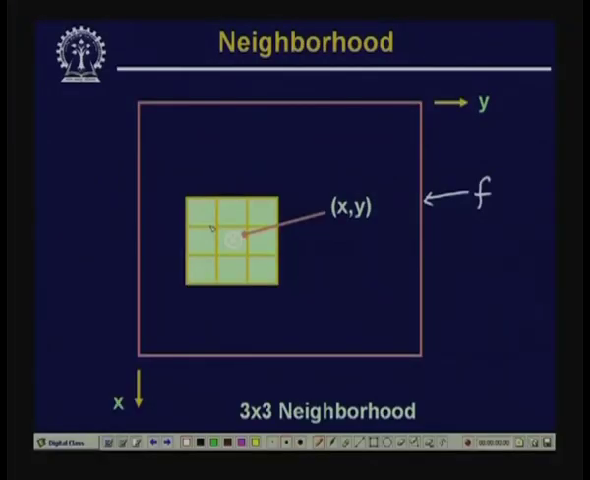Now, in case of point processing, the neighborhood size that is considered is of size 1 by 1. So, the neighborhood size of a point in case of point processing is 1 by 1. That means this operator T now works on a single pixel location. It works only on that particular pixel location (x, y), and depending upon the intensity value at that location, it determines what will be the intensity at the corresponding location in the processed image g. It does not consider the pixel values of its neighboring locations.